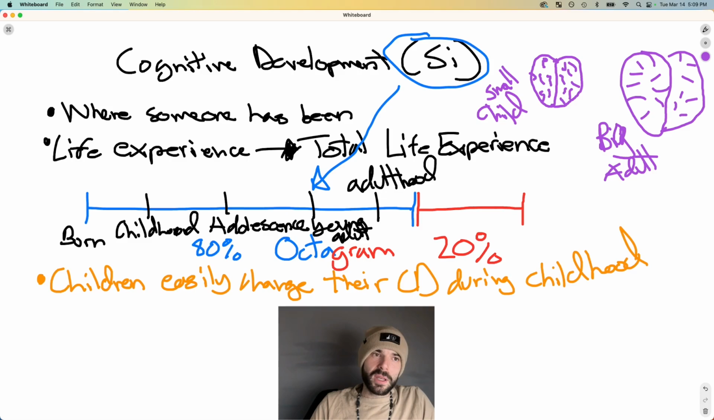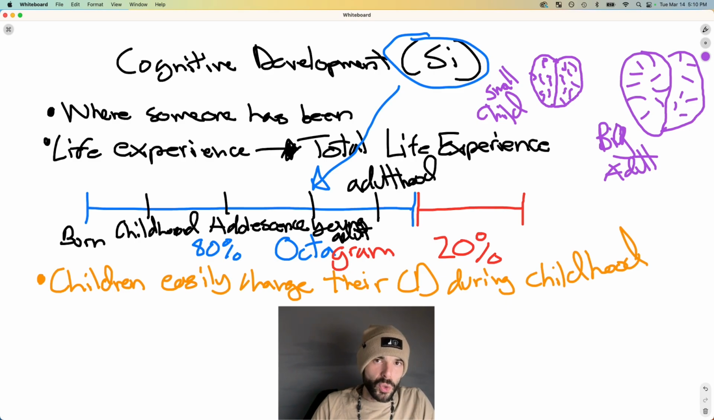Why is this relevant? Well, it's relevant because when you are a child and your bucket, your brain, is small enough, the days that go by and the life experience that you have, especially as a 5-year-old, that 3-month-long summertime after your school year seems like an eternity to you, because that is a significant portion of your life experience. And because it's a significant portion of your life experience, this is why children can change their cognitive development very quickly when it comes to understanding their octagram.